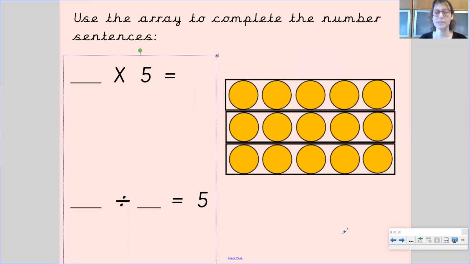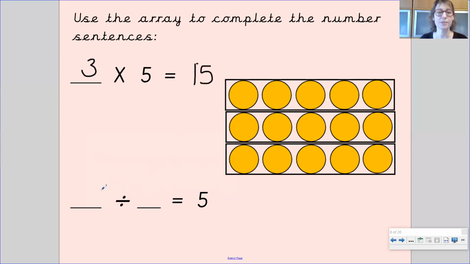Same again. So see if you can do this one, and then come back and do it with me. So pause the video, see if you can do it, and then come back. So we have got 1, 2, 3 rows, and each row has got 1, 2, 3, 4, 5 in. So we've got 5, 10, 15 all together.